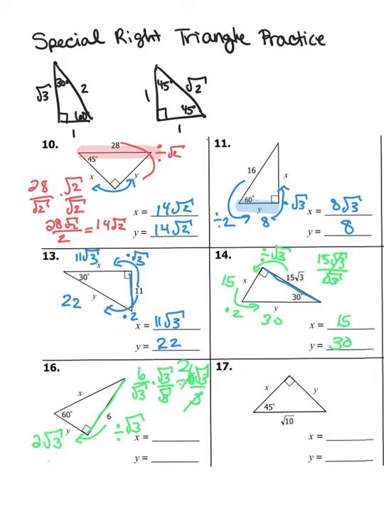To go from my short leg to my hypotenuse, I multiply by 2, so I get 4 square roots of 3. So x is 4 square roots of 3, and y is 2 square roots of 3.